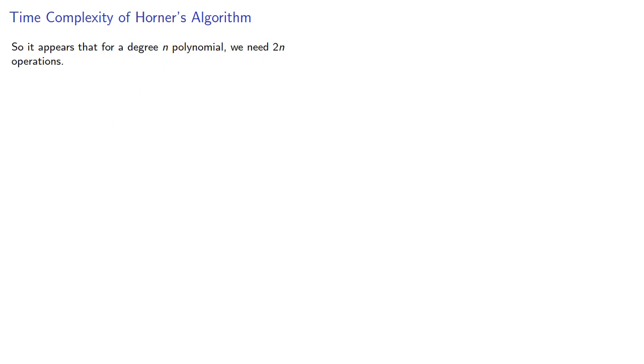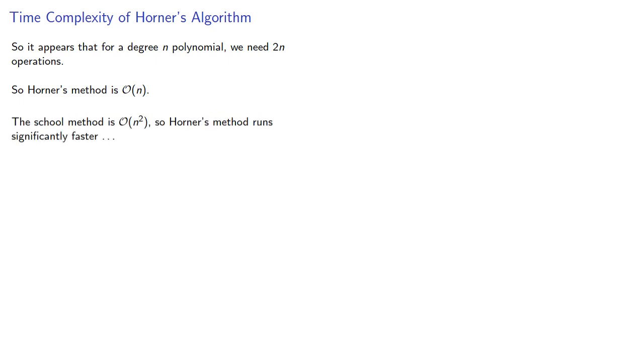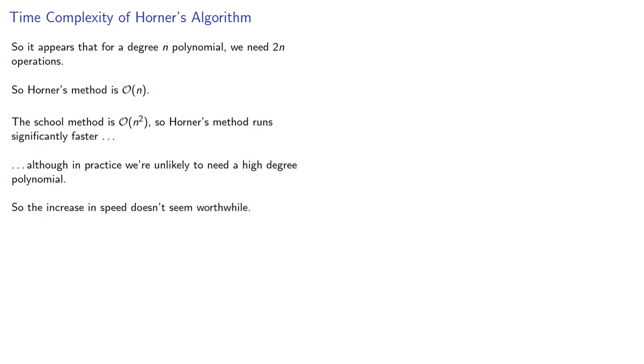So it appears that for a degree n polynomial, we need 2n operations, so Horner's method is big O of n. The school method is big O of n squared, so Horner's method runs significantly faster, although in practice we're unlikely to need a high degree polynomial, so the increase in speed doesn't seem worthwhile.